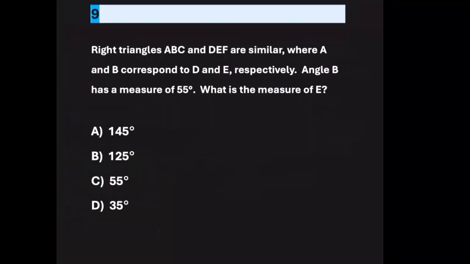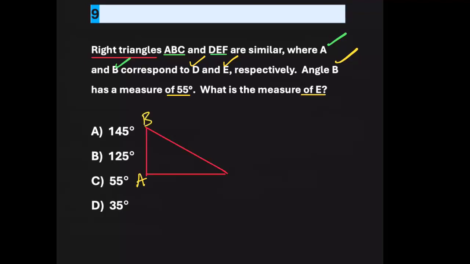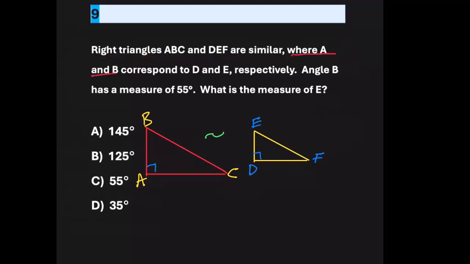Question number 9. Right triangles ABC and DEF are similar, where A and B correspond to D and E. Angle B has a measurement of 55 degrees. What is the measure of E? Let's draw the two triangles. This is triangle A, B, and C, which is similar to D, E, and F. The two triangles are right triangles, and the statement says A and B correspond to D and E. So here's A and B corresponding to D and E.